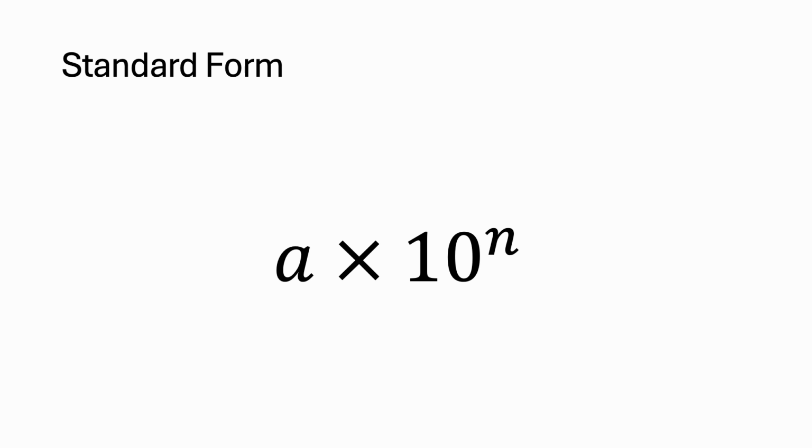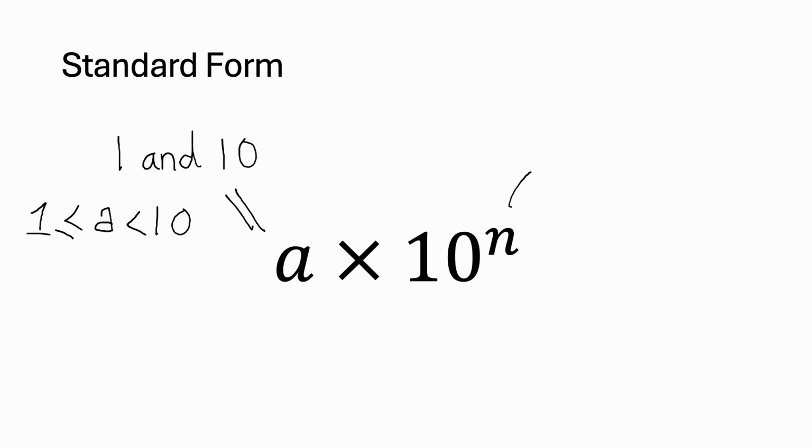Standard form. We're always going to write our standard form as a times by 10 to the power of n, where a must be a number between 1 and 10. So it has to be equal to or more than 1, but less than 10. And n can be a positive or negative integer.